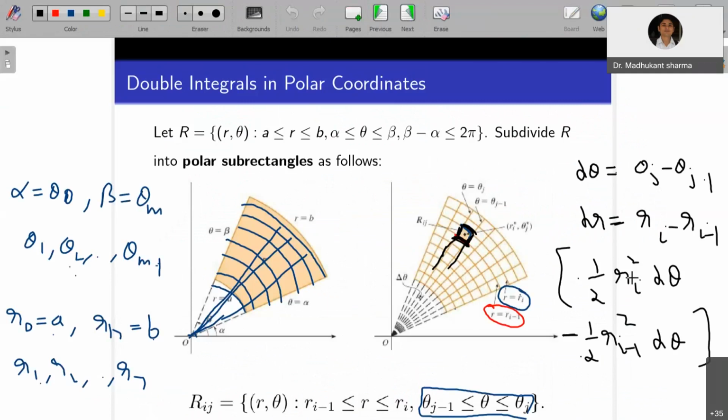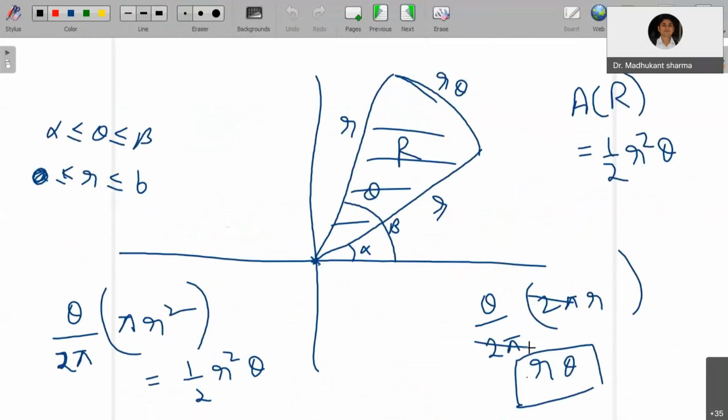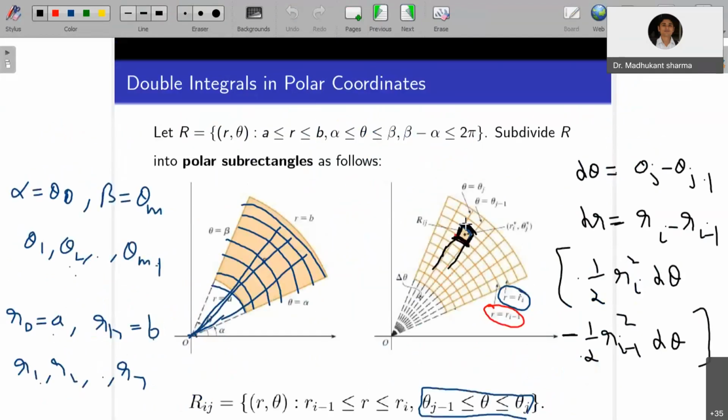I just want to mention here, this is a polar rectangle. This circular arc length is nothing but r d theta, because theta is the angle between these two rays. There is an angle d theta, so that length is r d theta. And this length is ri minus ri minus 1, which is going to be dr. So r d theta dr, again you will obtain the same thing.